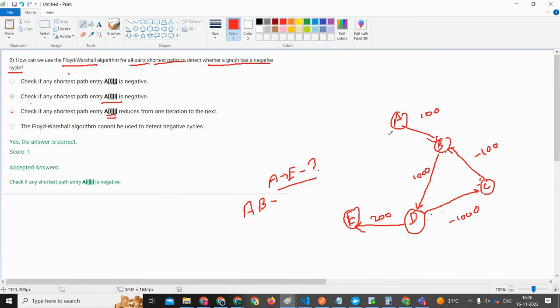So A to B, B to D, D to E. So it comes to 100, 1,000, 1,100, 1,200, 1,300, right? So it's ABDE. If you come in ABDE, it's 1,300, right? But if you see, maybe after four iterations, it will come like that.